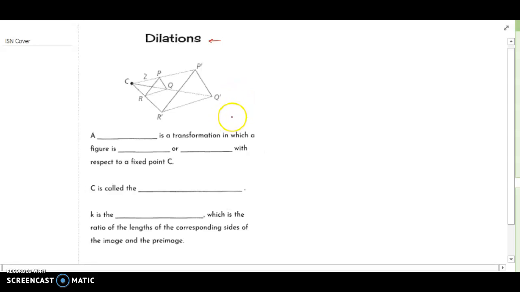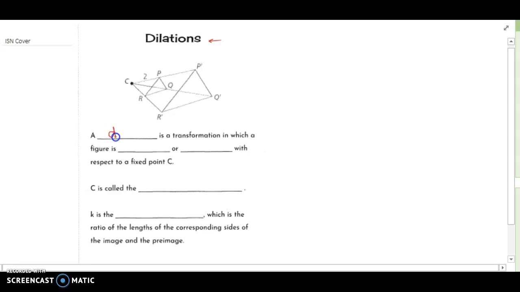We do have one more section. We have section 4.6, but we don't have any foldables that go into our interactive student notebook for that. We're just going to do a page front and back worth of notes. But anyways, dilations, so we're going to do this foldable here.